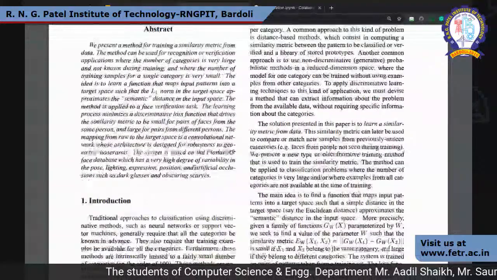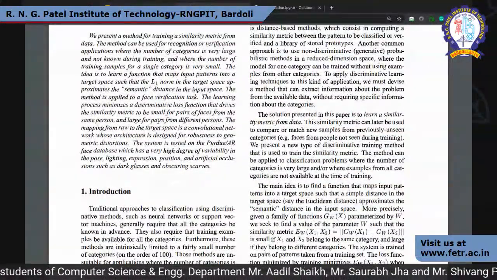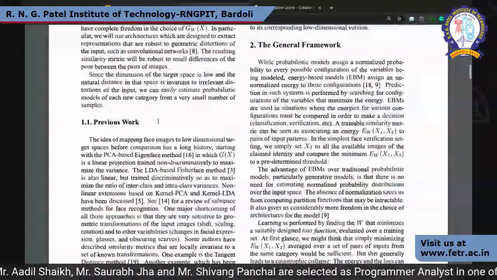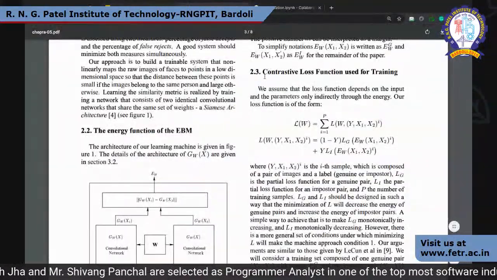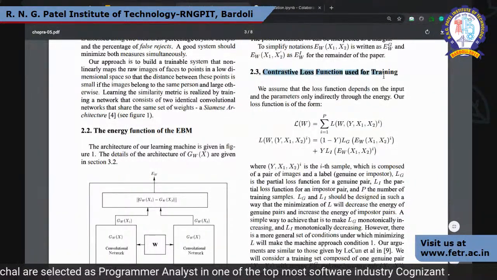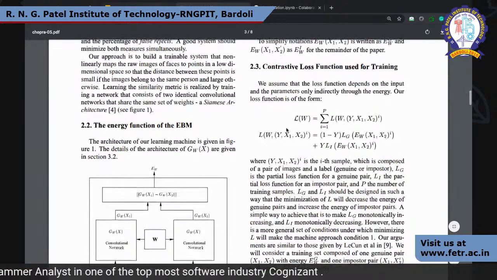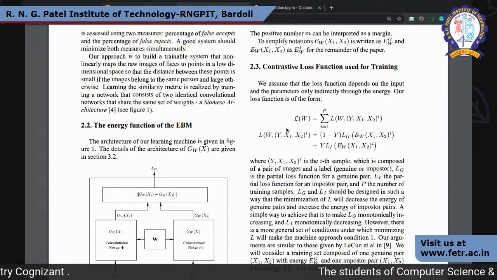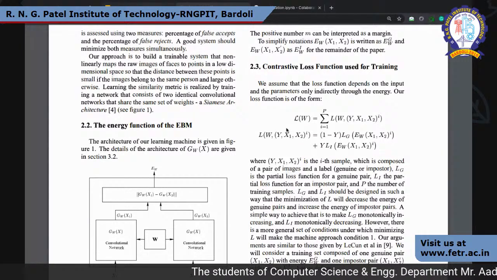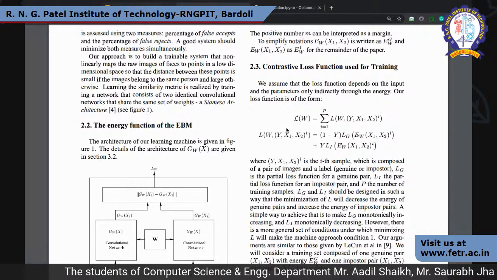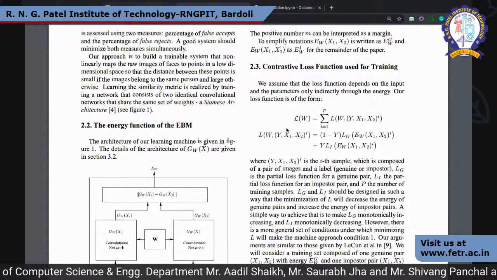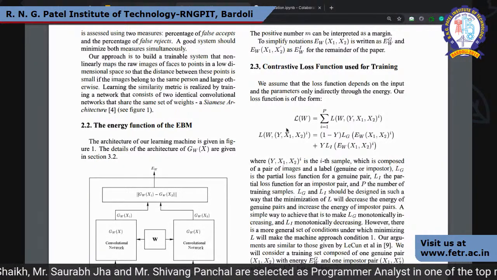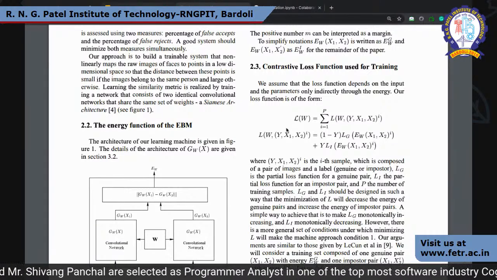This paper defines a distance metric, which is this contrastive loss function, right? What it does is basically calculate the distance between two vectors in vector space. Or if you are training your images using the twin neural network, it will tell you how similar they are, right?